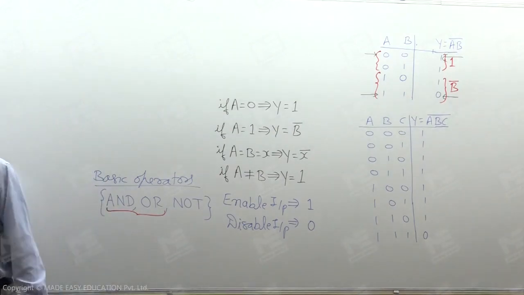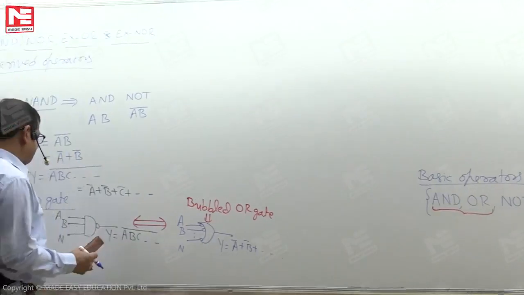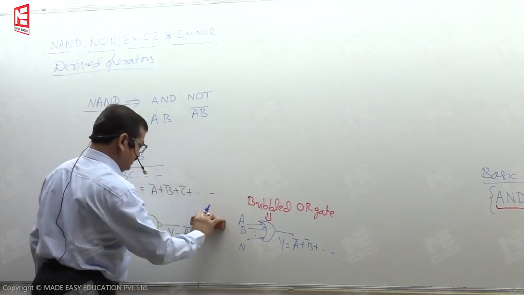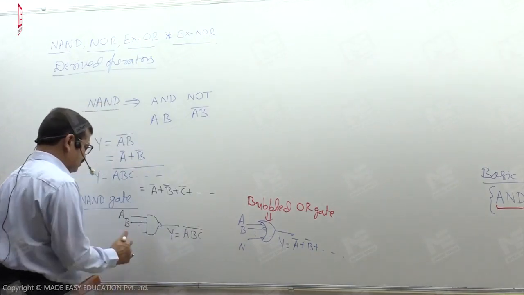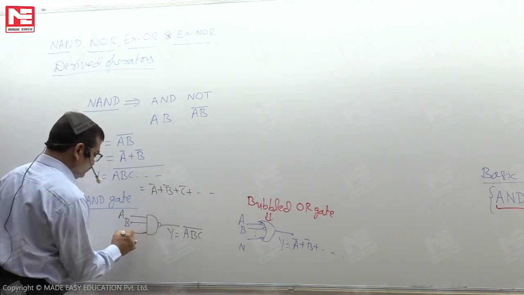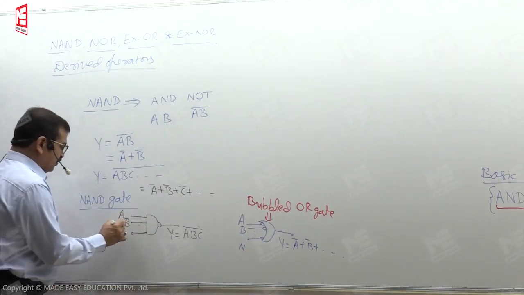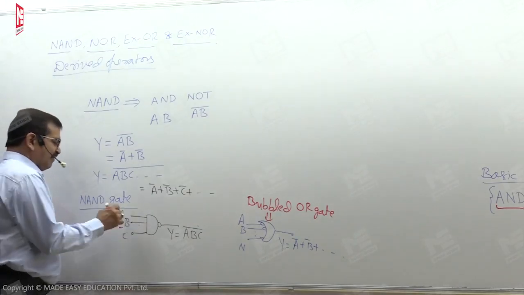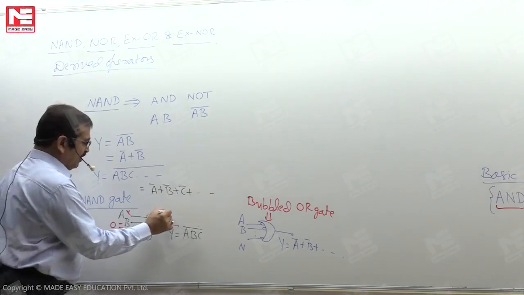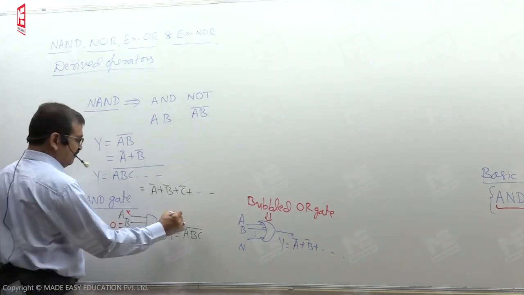Say for example, if we have a NAND gate with 3 inputs, and we give B as 0, then A and C may be anything. What are we reading at the output? The output is 1.